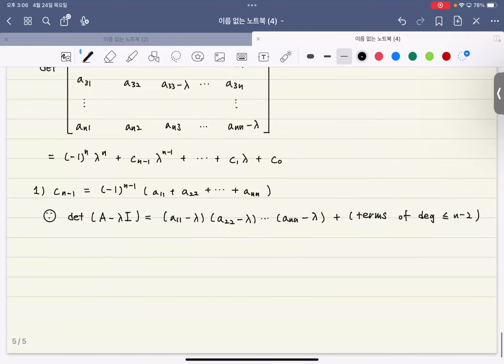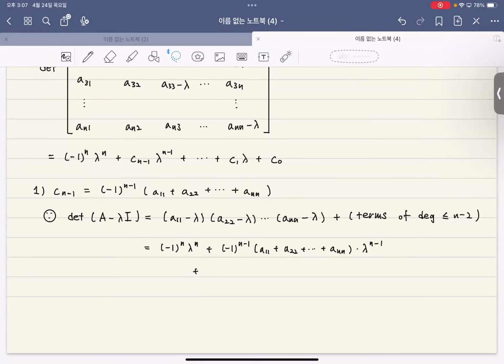So if you expand this, you get minus 1 to the n times lambda to the n, plus minus 1 to the n minus 1 times (a11 plus a22 plus ... plus ann) times lambda to the n minus 1, plus all those terms of degree at most n minus 2. Okay. Because of this, C_{n-1} is this. Okay.